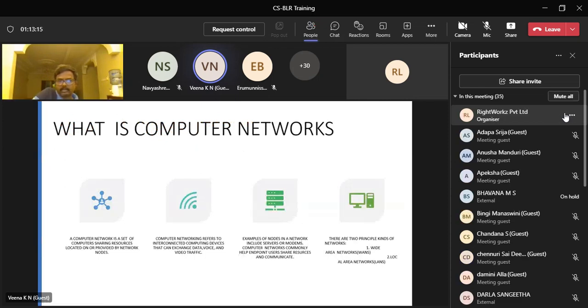The third topic which sir has given is computer networks. Computer networks is a set of computers sharing resources located on or provided by network nodes. Computer networking refers to interconnected computing devices that can exchange data, voice, and video traffic. Examples of nodes in a network include servers or modems. Computer networks commonly help endpoint users share resources and communicate. Then there are two main types of network, that is wide area network and the local area network.